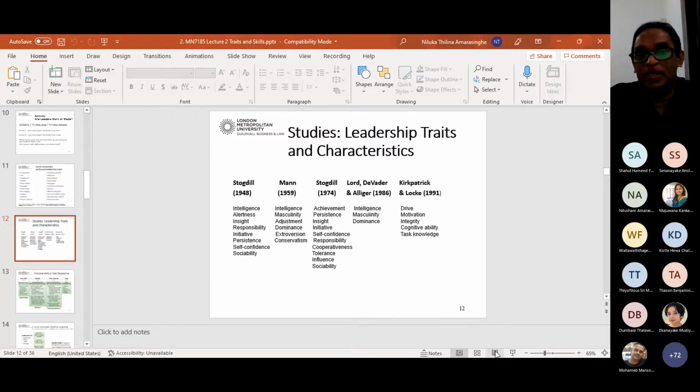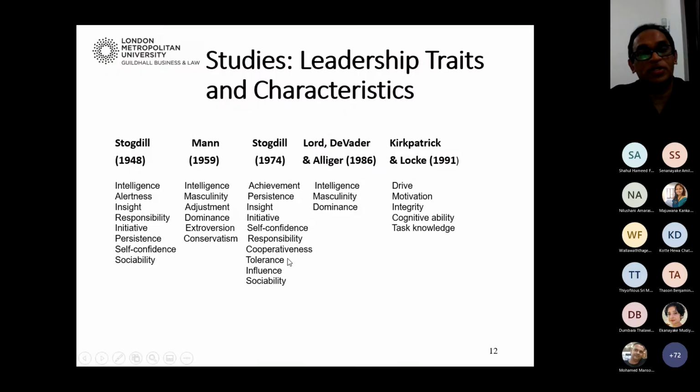Right. Okay. Thanks. So that's extraversion. Then Stockdale in 1974 also did a research, and he came out with a set of traits like achievement, persistence, insight, initiativeness, self-confidence, responsibility, cooperativeness, tolerance, influence, and sociability again. Right? So some of the things are the same.